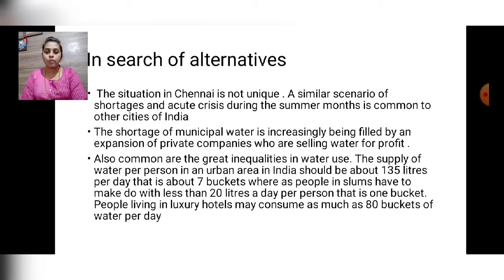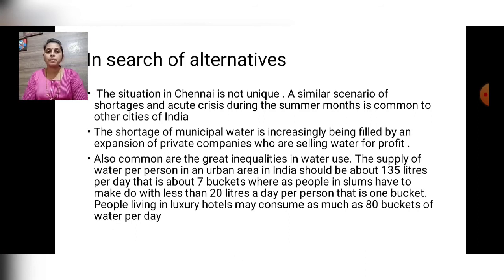Now, in search of alternatives, we want some alternative. If this is not there, then what? The situation in Chennai is not unique. A similar scenario of shortages and acute crisis during summer months is common to other cities of India. We have just seen the situation from Chennai, but it is not limited only to Chennai. It is the situation even in other parts of India.